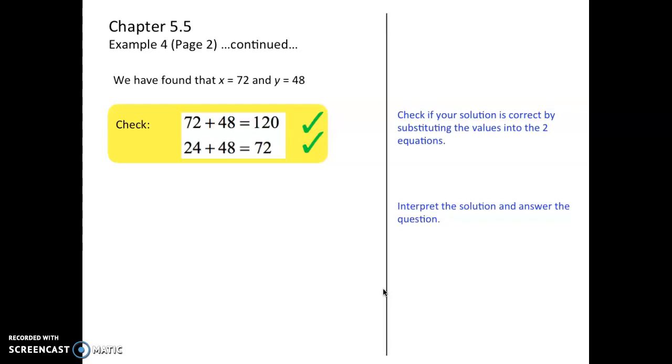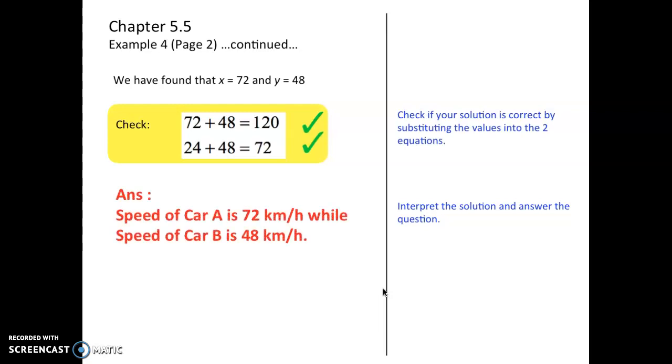Hence, we will now answer the question and state the speeds of the cars. So the speed of car A is 72 km per hour, while the speed of car B is 48 km per hour.